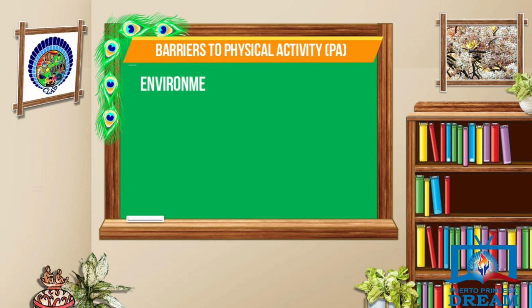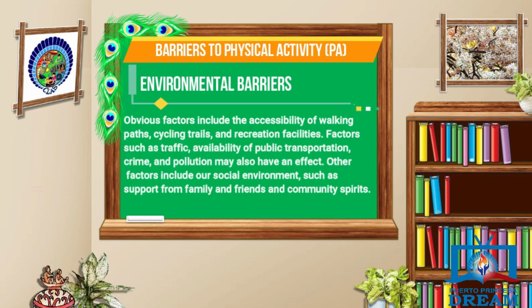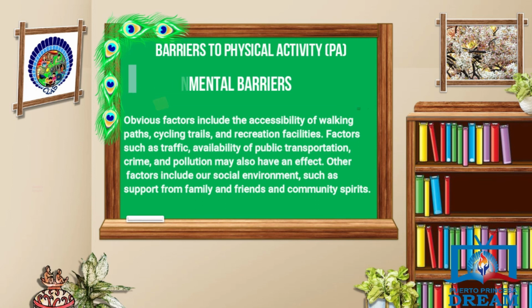The second barrier is the environmental barriers. Obvious factors include the accessibility of walking paths, cycling trails, and recreation facilities. Factors such as traffic, availability of public transportation, crime, and pollution may also have an effect. Other factors include our social environment, such as support from our family and friends and community spirit.